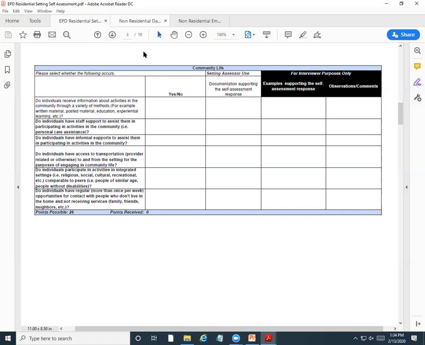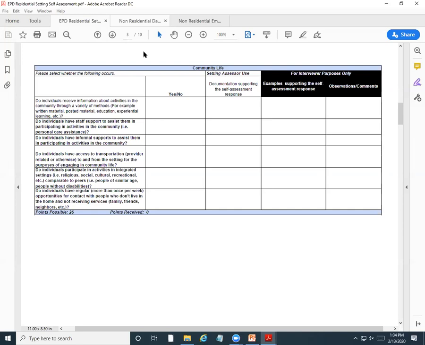Do individuals have access to transportation, provider related or otherwise, to and from the setting for the purpose of engaging in community life? And I'll reiterate, it doesn't have to be the provider giving the transportation. There's informal supports, family members, community members, lots of options out there on how we can get the member to participate in the community in the way that they see fit.